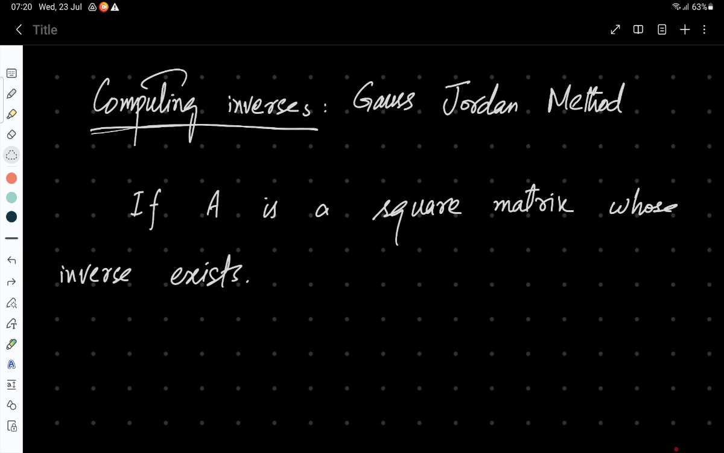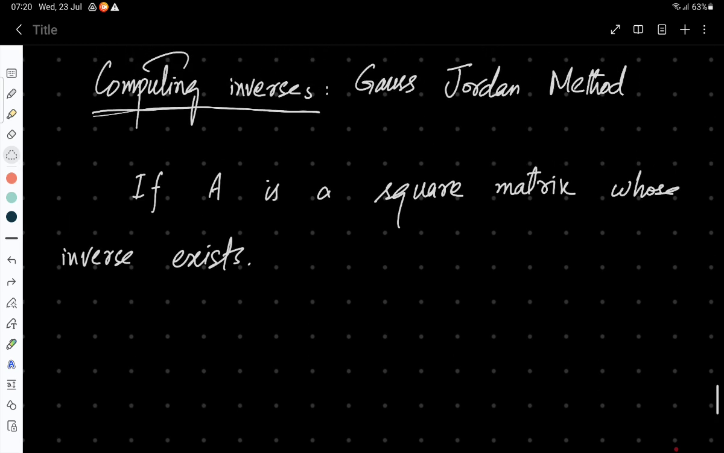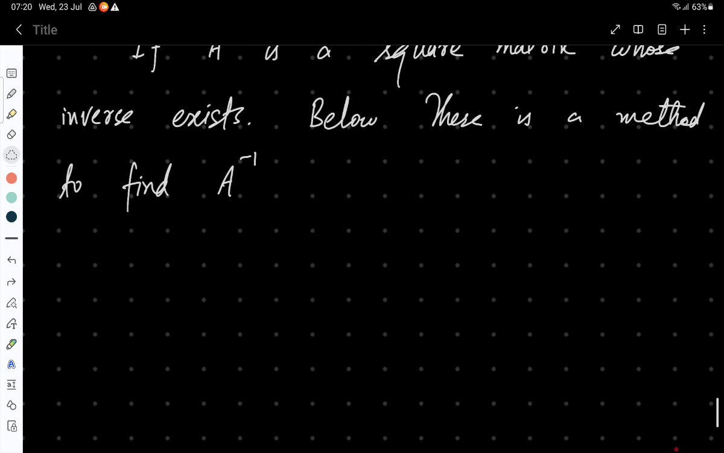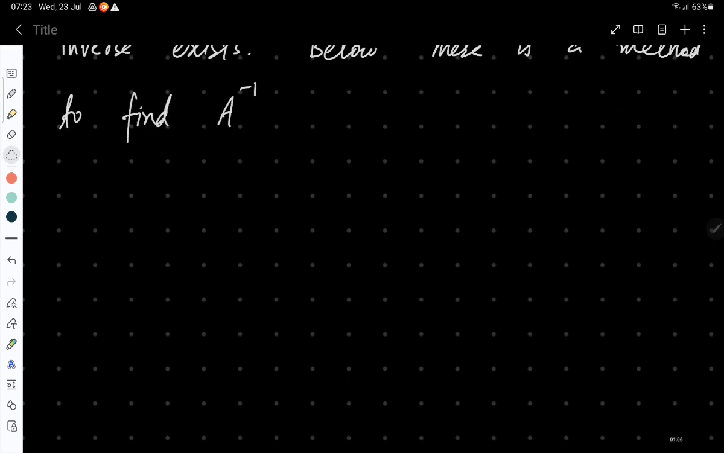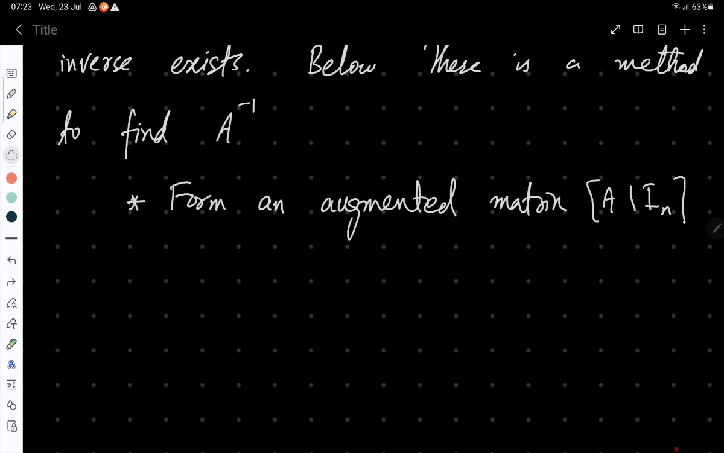So if A is a square matrix whose inverse exists, there is an algorithm to find the inverse of A. That method is called the Gauss-Jordan method. So what is the Gauss-Jordan method? Now I will explain it. The very first step is to form an augmented matrix A with In. Since A is a matrix of order n, I have augmented this matrix with identity of order n.